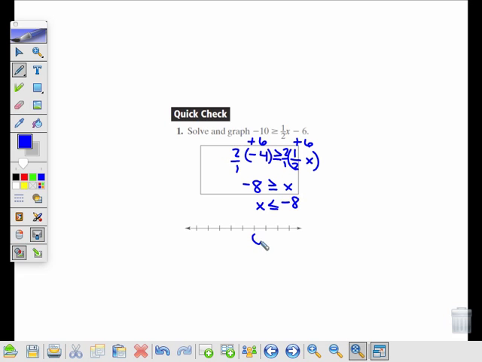So then, remember on your number line, all you need is the number and 0. So it's less than or equal to negative 8. So I'm going to put my dot and fill it in. And then since it's less than negative 8, my arrow is going to go to the left.